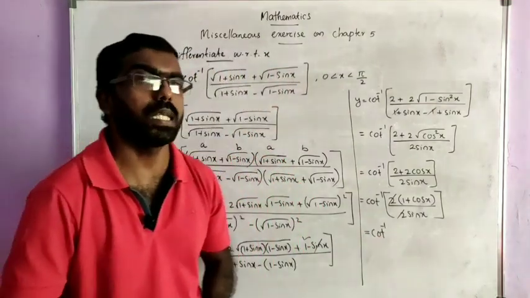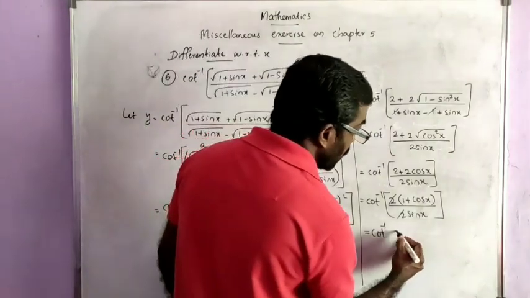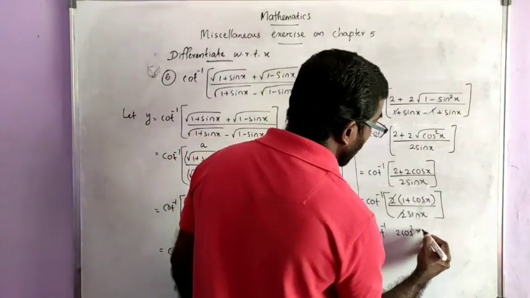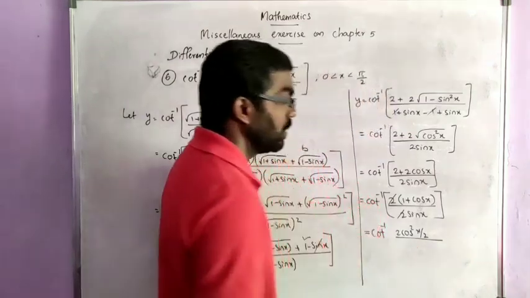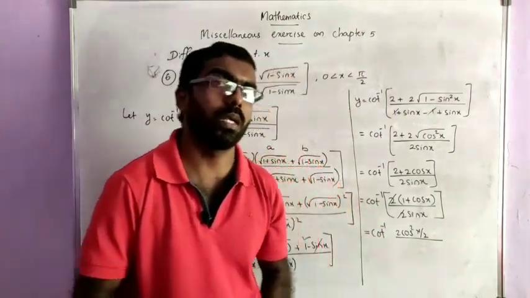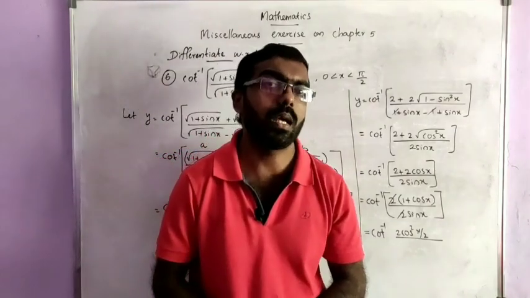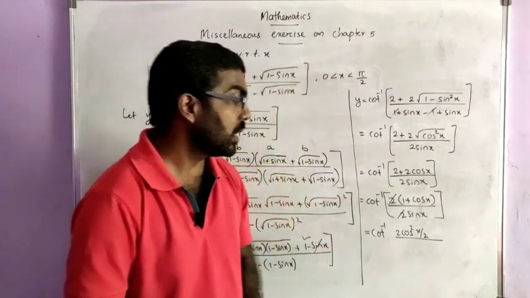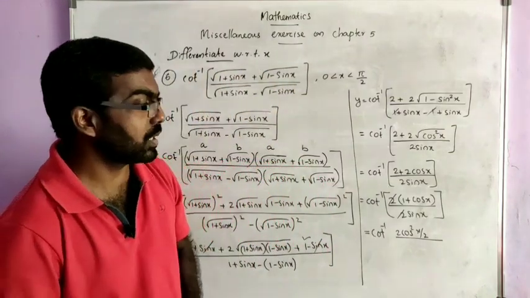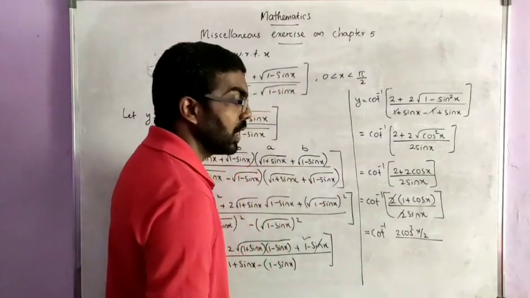1 plus cos x, again we have a trigonometric formula. 1 plus cos x is what? 2 cos square x by 2. There are two important formulas. 1 plus cos x is 2 cos square x by 2, and 1 minus cos x is what? 2 sin square x by 2. Okay, those are the two frequently used formulas. We have to remember that. 1 plus cos x is 2 cos square x by 2.